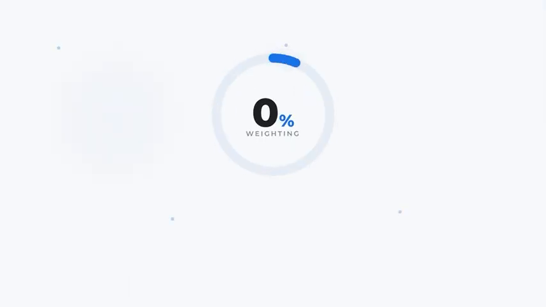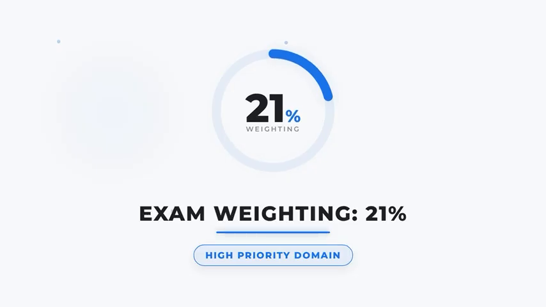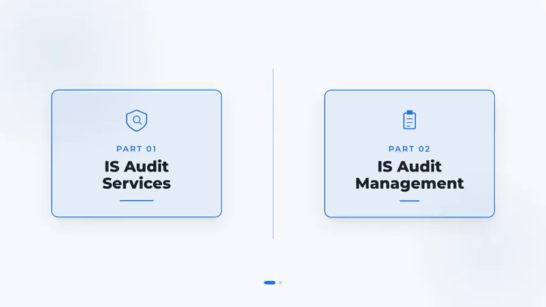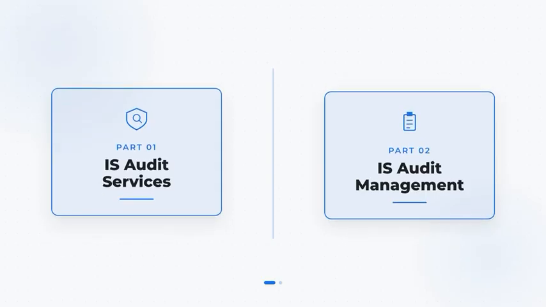In terms of exam weighting, Domain 1 accounts for approximately 21% of the total exam. This makes it one of the most significant sections to master. The domain is divided into two main parts, IS Audit Services and IS Audit Management. Let's break down the core content outline.